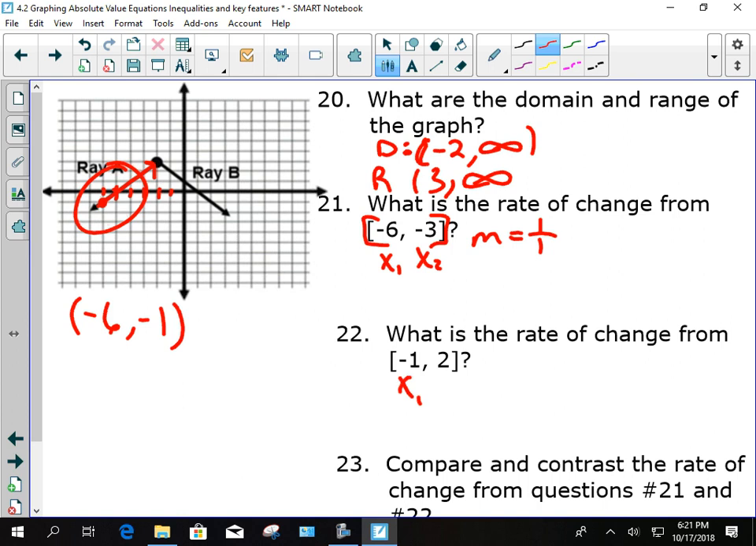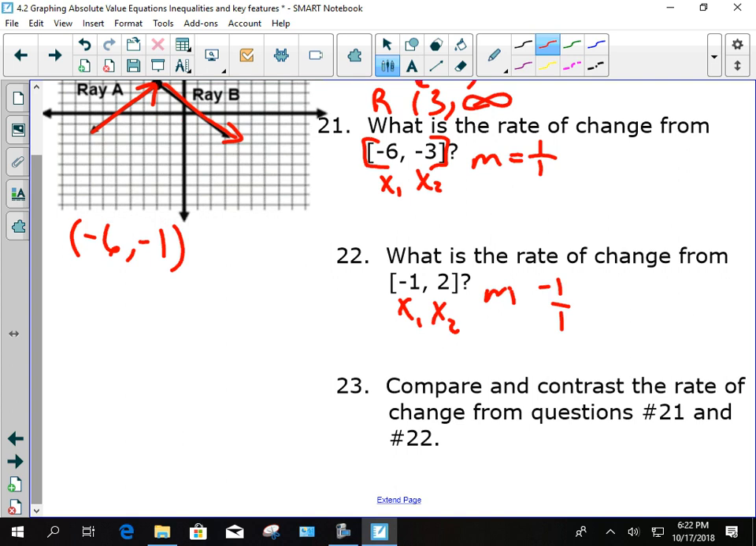-1, that's your x1, -1, 2. So that means I'm talking about this ray. This ray is decreasing. It's going down from left to right. So that means my rate of change is -1/1. You just got to figure out which ray you're on. Your rate of change for these is 99% of the time going to be 1/1. You just got to figure out, am I talking about the positive ray or the negative ray?